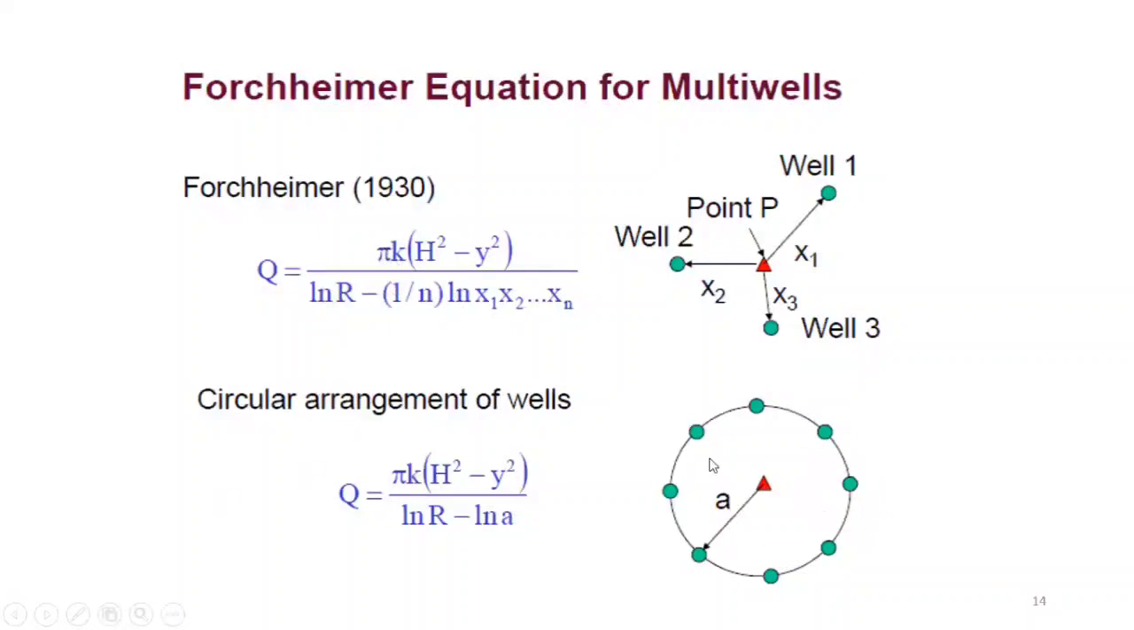Similarly, if you have an arrangement of wells in a circular way, in this case, of course, you can see that this red point is representing a pumping well. Okay, so you have the radial arrangement, circular arrangement of the wells. Okay, and A is the radius of this circle. So R is the influence zone, and these are the same terminologies as before.